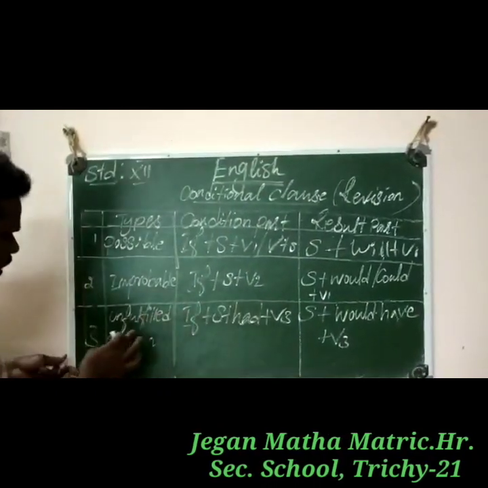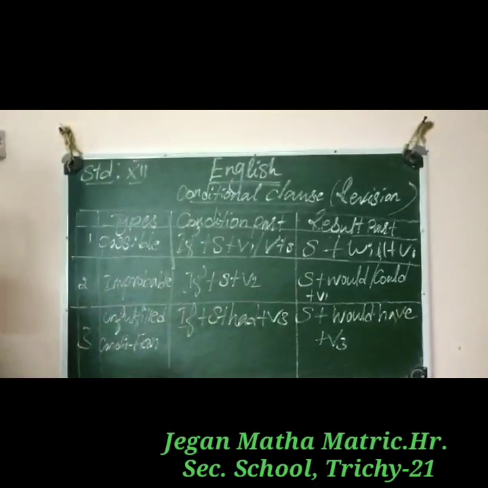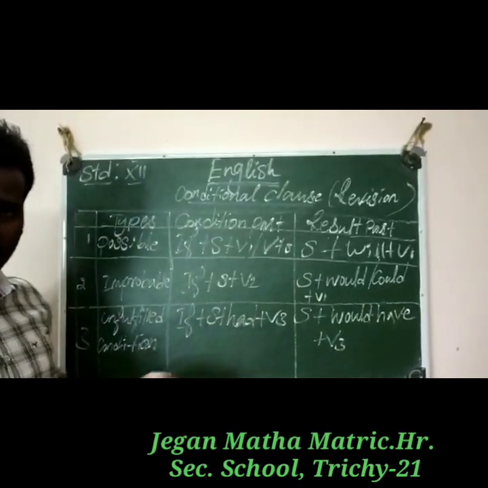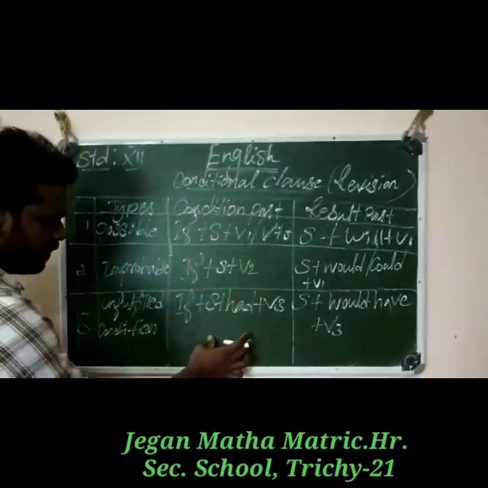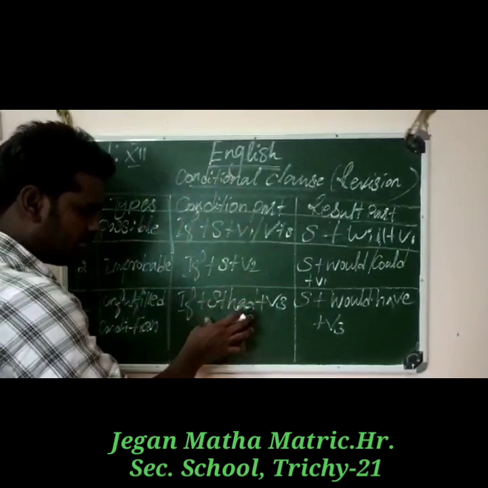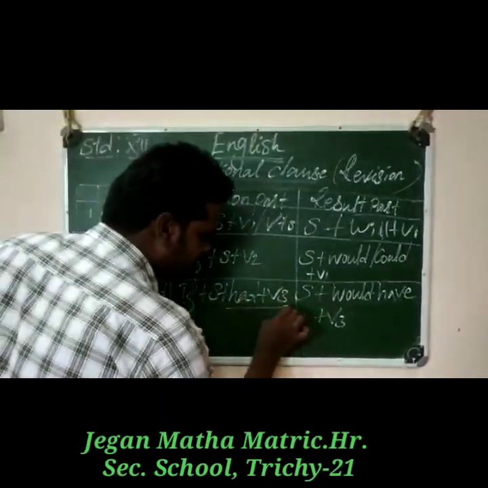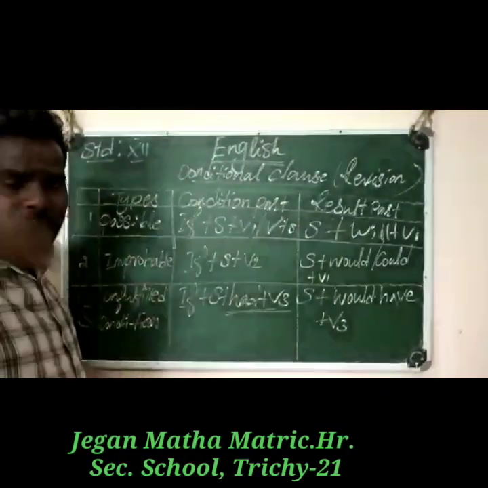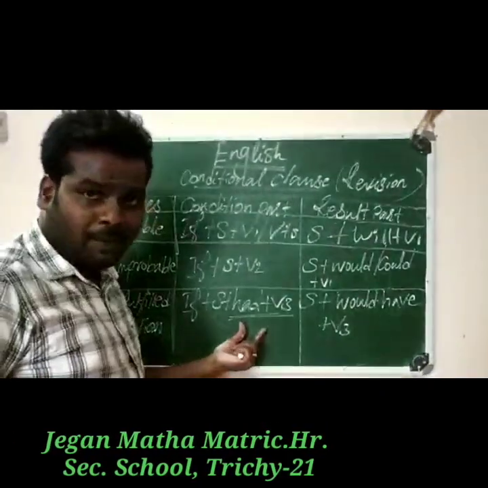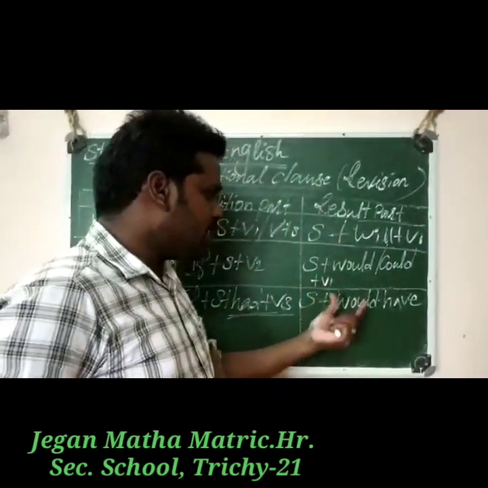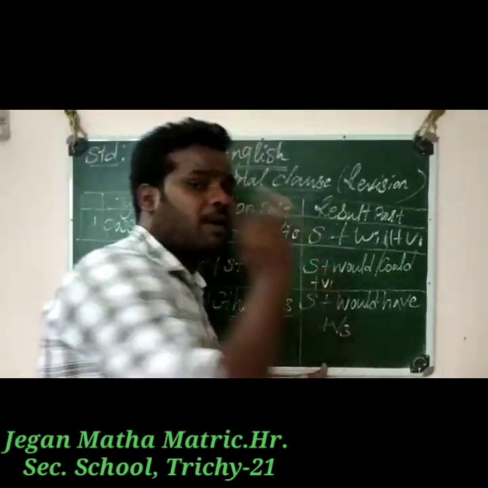Next, unfulfilled condition. Already something happened, but again we can't recall it. So here the condition part: if plus subject plus had plus V3. So first we should remind the tense forms. Past perfect, the condition part. The result part: subject plus would have plus V3. So that is the third form of verb, past participle.